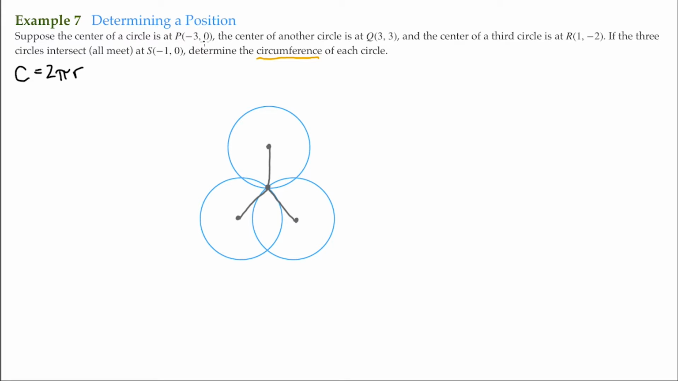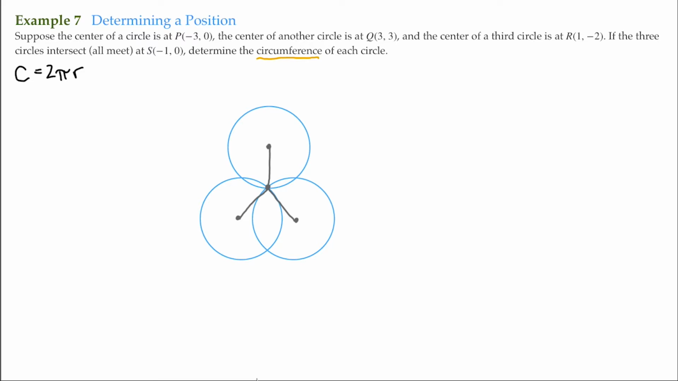So as long as I know where their center is and their endpoint is, I could determine the size of the radius. So this particular circle here has a center at P at this location and has an endpoint at S here at this location. This circle, the second circle, has a center here, but has the same endpoint. And of course, for the third one here, that has a center here, it also shares the same endpoint.